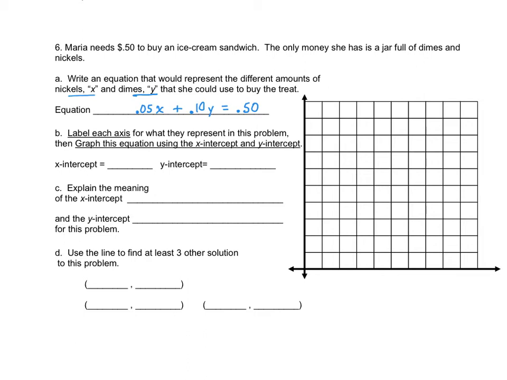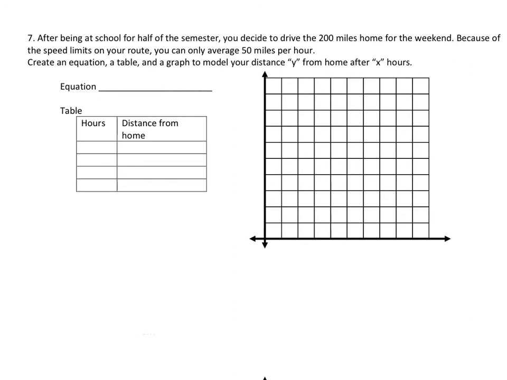Oh, also, by the way, you can do this one without the decimals. You can go 5 cents for each nickel times the number of nickels plus 10 cents for each dime times the number of dimes equals 50 cents. And the reason we can do that is because it's like multiplying both sides of the equation by 100 to get rid of all the decimals. And that would be okay too. All right. So going on.